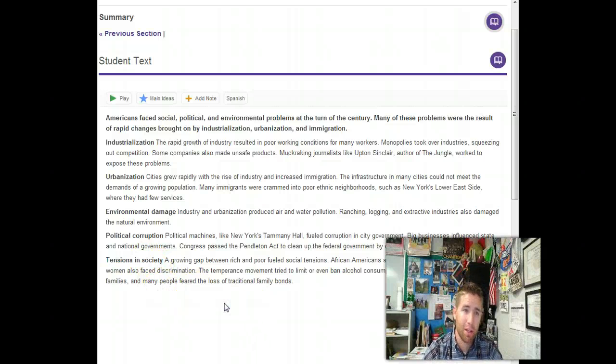So as you can see, there's a lot that goes on in the United States in the early 20th century. A lot of really good things, a lot of good industry, but at the same time, anytime there's growth, there's going to be some growing pains. And so it's up to some people to step up and get involved. And again, those are those muckrakers.